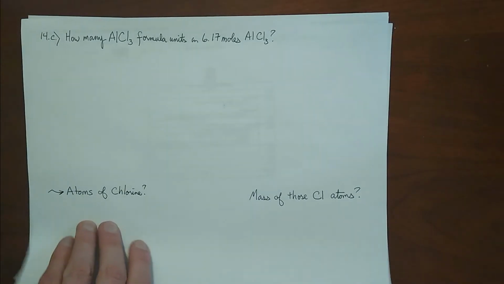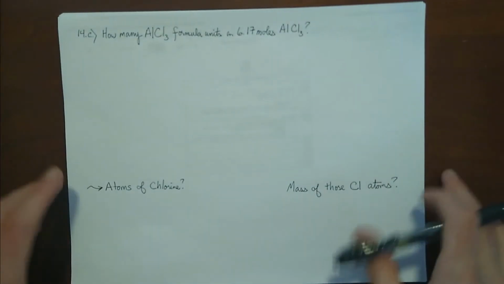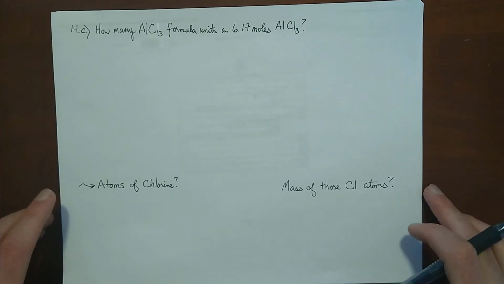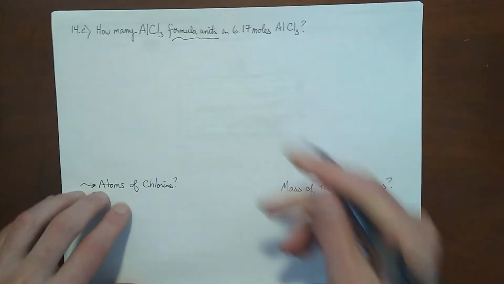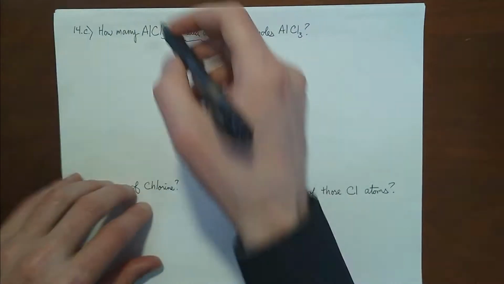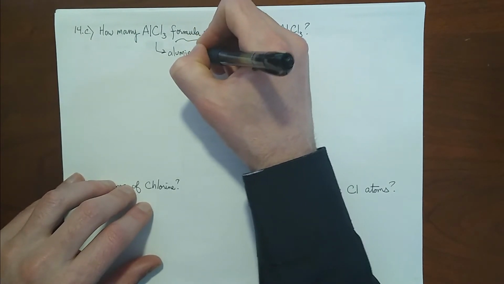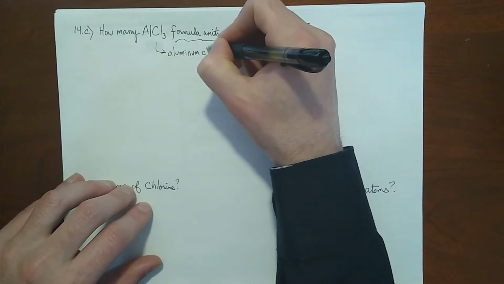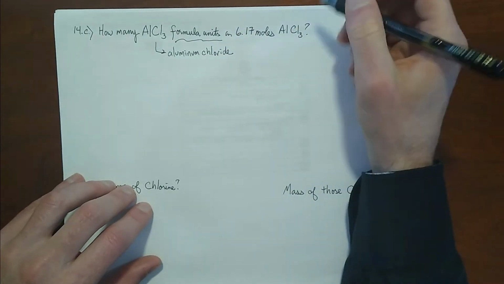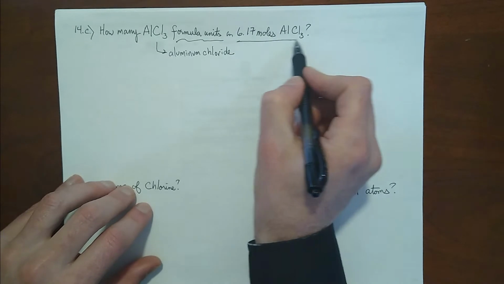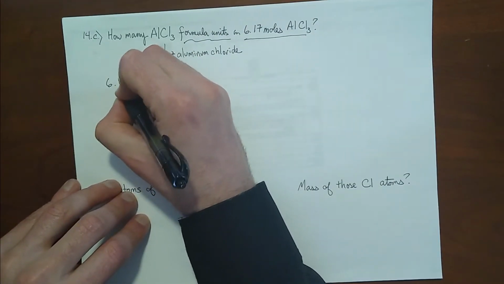Okay, another example. In this case, we're going to be working with number of atoms or number of particles, or in this case, the particles are formula units, because this is an ionic compound. We have aluminum chloride, or aluminium, as most of the world would say. And we know that we have 6.17 moles of this substance. So that's my starting point.